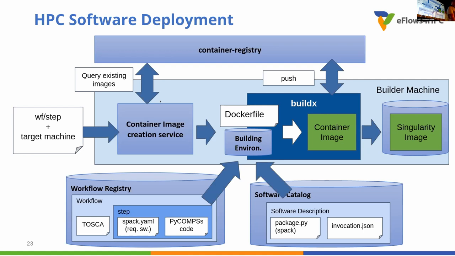But if there is no existing image, what we will do is mount the information that is in the workflow registry and in the software catalog, create a building environment, and generate a Dockerfile that will be used in BuildX to create a container image for this specification.